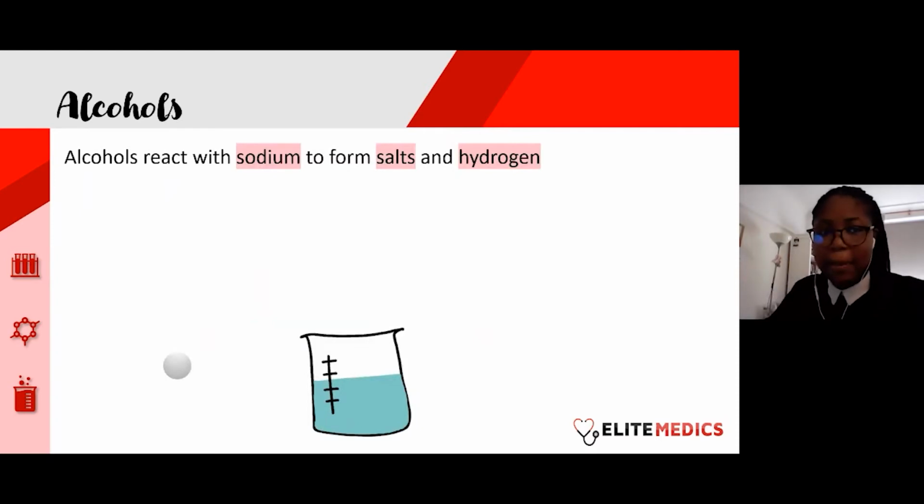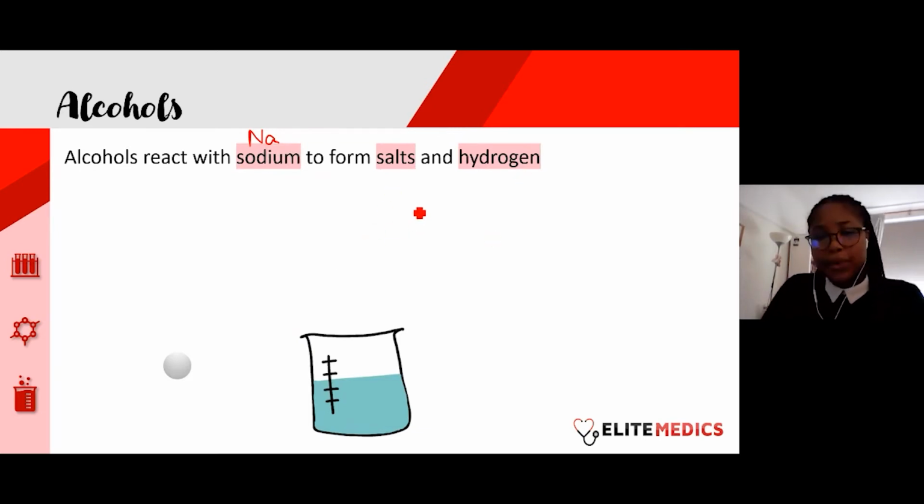Okay, so that was the main reaction that alcohols take part in. They mainly take part in combustion reactions. Another reaction that alcohols take part in is a reaction with sodium, the metal sodium, which has the symbol Na. Whenever alcohols react with sodium, the products are always going to be a salt and hydrogen.